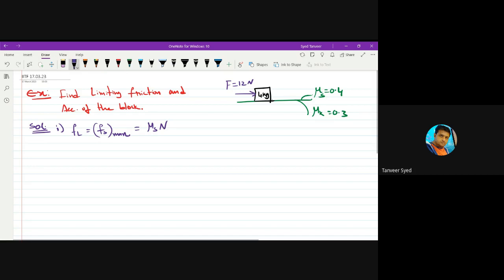So to calculate limiting friction, you should take coefficient of static friction, which is 0.4, into normal reaction. Normal reaction is equal to mg. 4g acts downward, normal reaction is this. So normal reaction is equal to 4g, 0.4 into 4 into g 10, so 16. 16 Newton is the maximum value of static friction. Okay.